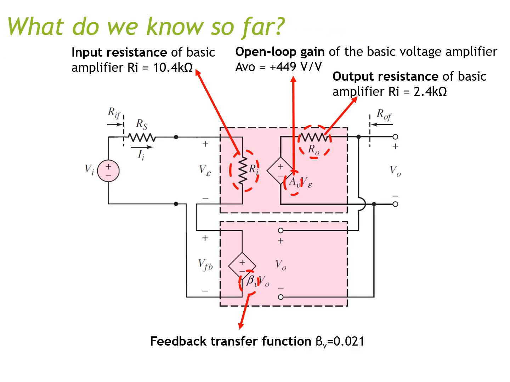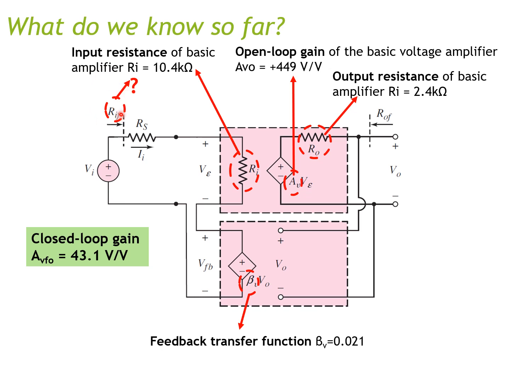Okay, so what do we know so far in here? We know the closed loop gain to be 43.1 volt over volt. How about the input resistance with feedback, and also the output resistance with feedback? The input resistance with feedback is gonna be equal to this RI, the input resistance of the basic amplifier, multiplied by 1 plus loop gain, or 1 plus beta AV.